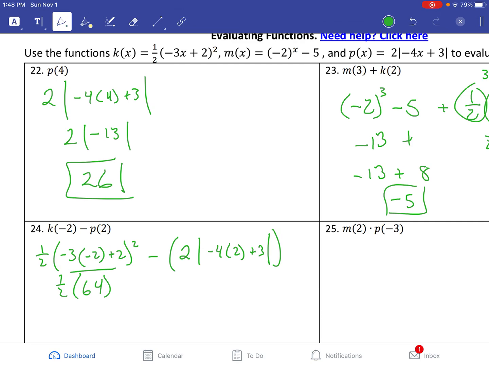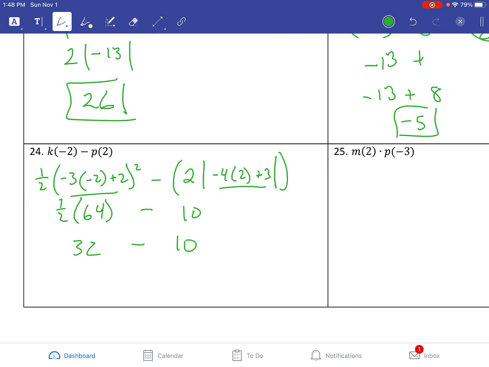Okay, I'm going to finish this off. So 64 divided by 2, or 1/2 of 64, is 32. Minus, again, I'm doing the inside here. So negative 4 times 2 is negative 8. Negative 8 plus 3 is negative 5. Absolute value of negative 5 is positive 5. And 5 times 2 is 10. So I have 32 minus 10 is 22.